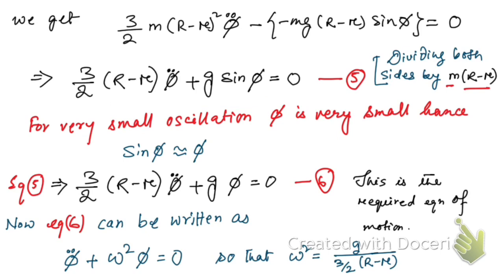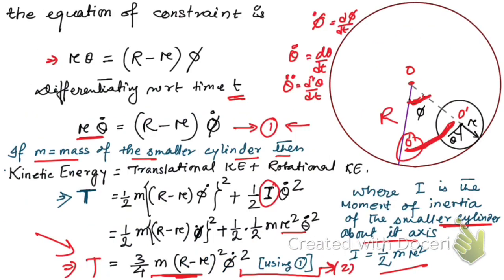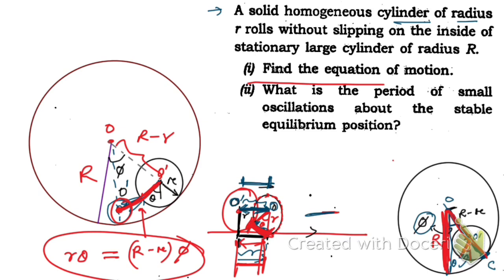For very small oscillation, φ is very small, and for very small φ, sin φ is almost equal to φ. If that is the case, we can replace this sin φ by φ, and then we are going to get this equation of motion. This is the answer to the first part of the question. This is the required equation of motion. So let me go back to the question. Here you see, this is: find the equation of motion.